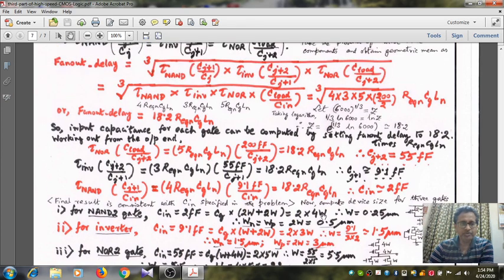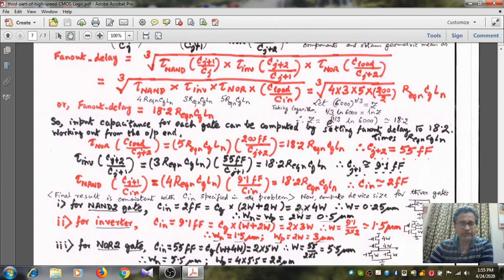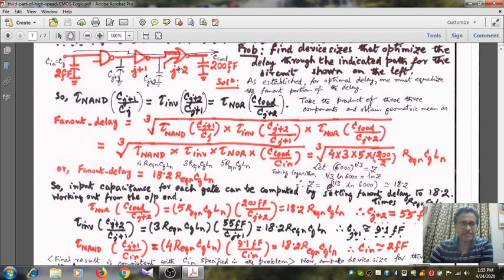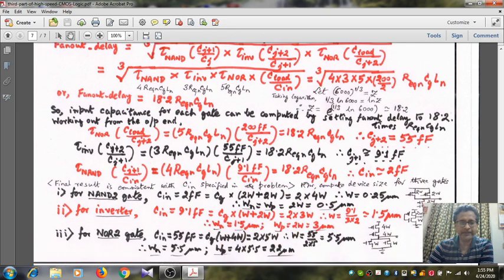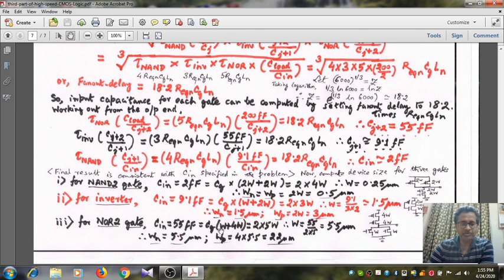Lastly, for the 2 input NOR gate, the requirement of input capacitance is 55 femtofarad. So from that, 55 equals Cg into (W plus 4W), which gives W equal to 5.5. And why W and 4W? Because for a 2 input NOR gate, the PMOS transistor should be sized 4W each and the NMOS transistor should be sized W each. So Wn equals 5.5, whereas Wp equals 22 micrometer, 4 times Wn.